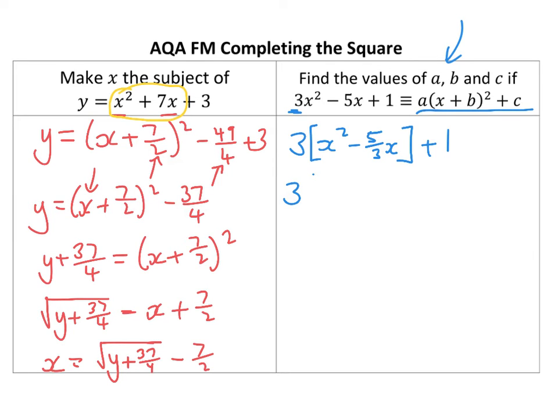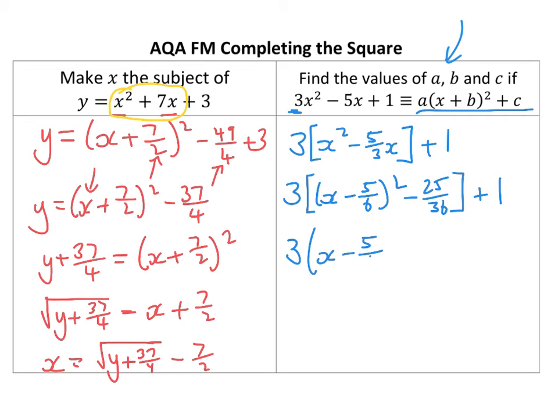Now I'm going to complete the square for the bit in the square brackets. So it's x minus 5/6 squared, take away 25/36. I'm having to squash this up a little bit, plus 1. Okay, I'm now going to multiply out the bracket, and we end up with that. Now, when I multiply out the bracket here, I'm going to end up with 25. Oops, why have I put a 1 there? I said the right thing and wrote the wrong thing, over 12.